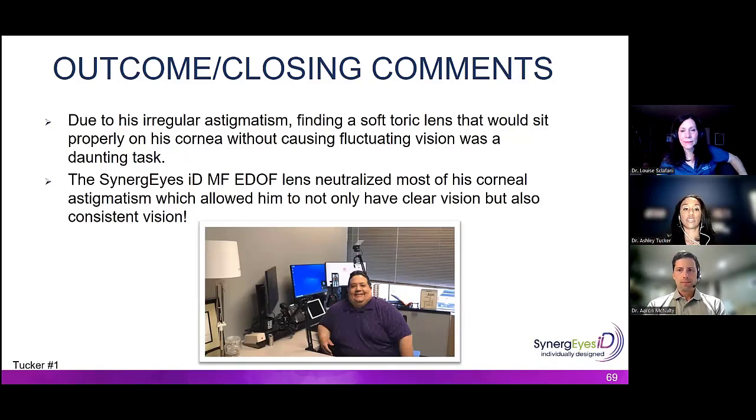It neutralized most of his corneal astigmatism, which took away the rotation factor, the fluctuating vision factor, and that is invaluable to someone who has been dying to be in contact lenses. So way to go, ID EDOF.